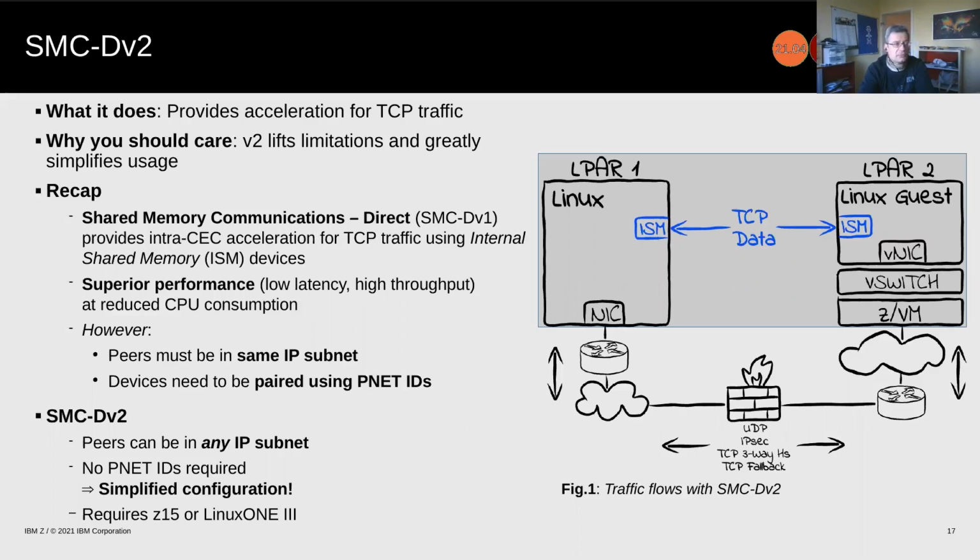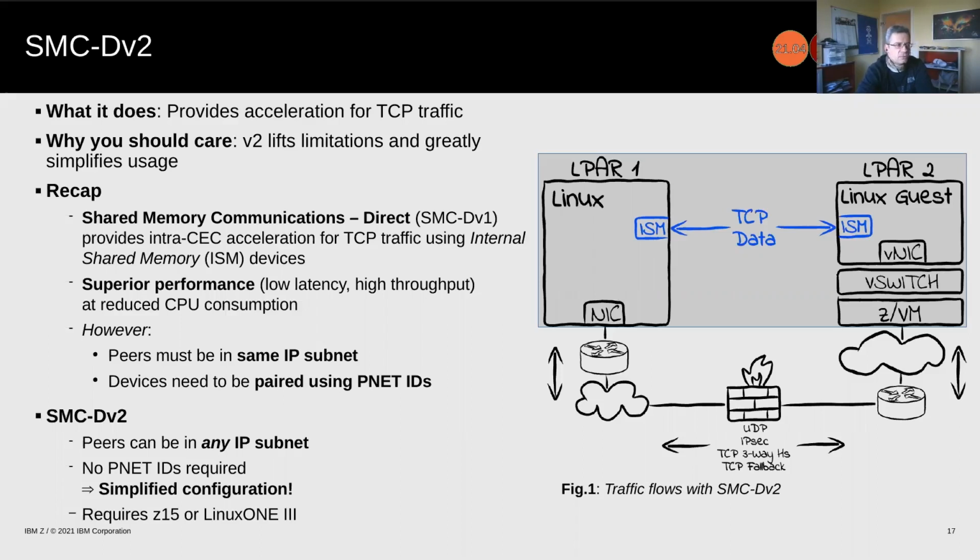So all you do with SMCD version 2 is you just add an ISM device and you're not configuring it anymore. You're not assigning PNet IDs. You're not doing anything further. It just needs to exist, and that's the end of the story, which is, from my point of view, a very big achievement in terms of usability here. SMCD version 2 requires a C15 or Linux 1.3 model. That's because the ISM devices required a small change. But other than that, it's available in Linux distributions as depicted on the upper right.